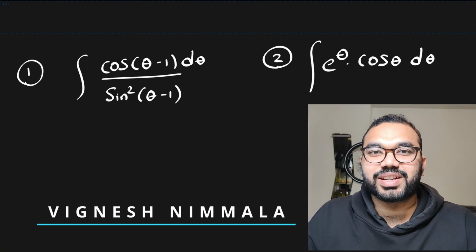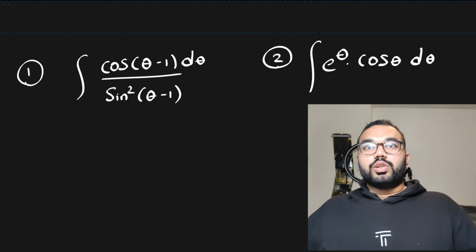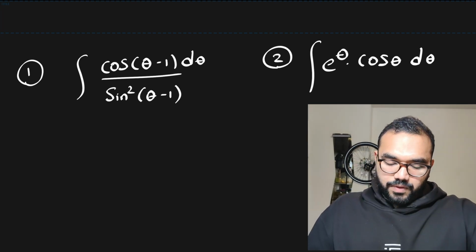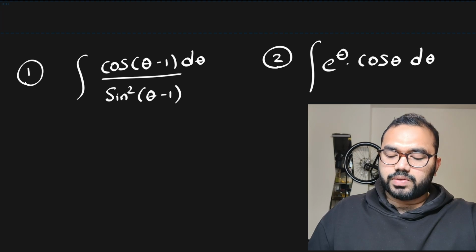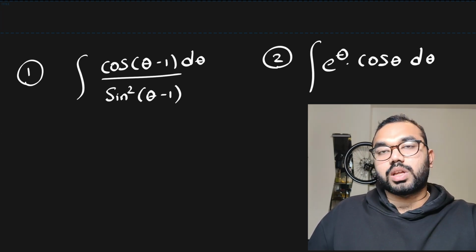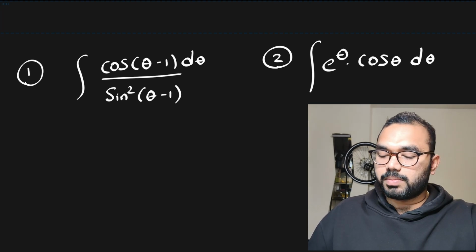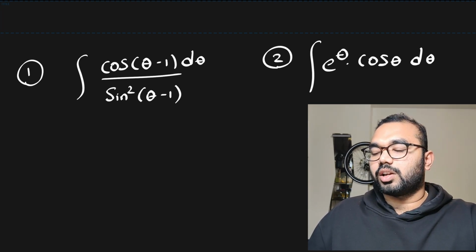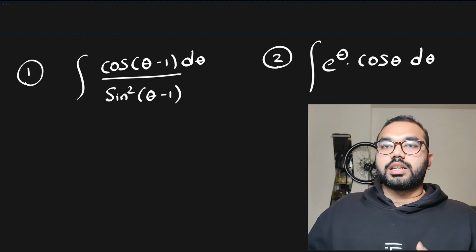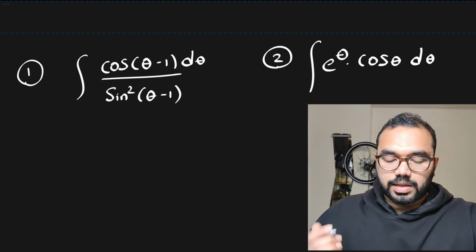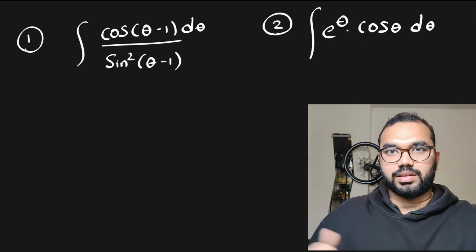This is Vignesh. Today we're going to talk about two integral problems. I have first problem, integral of (cos theta minus 1) divided by sine square of (theta minus 1) d theta. That's the first problem. And the second problem is integral e to the power of theta dot cos theta d theta, dot meaning multiplication, e to the power of theta times cos theta d theta. So let's see how we solve the first problem.